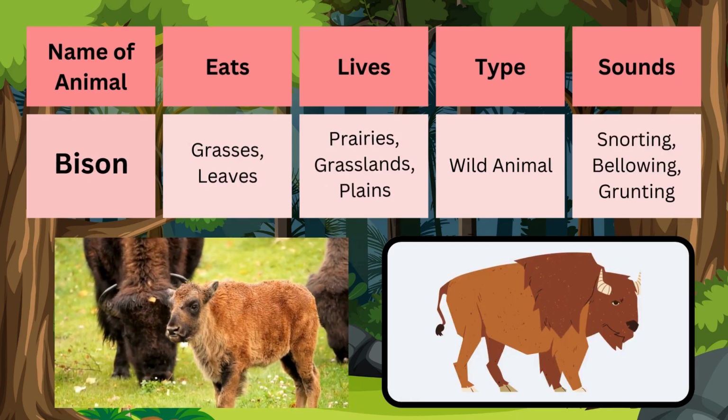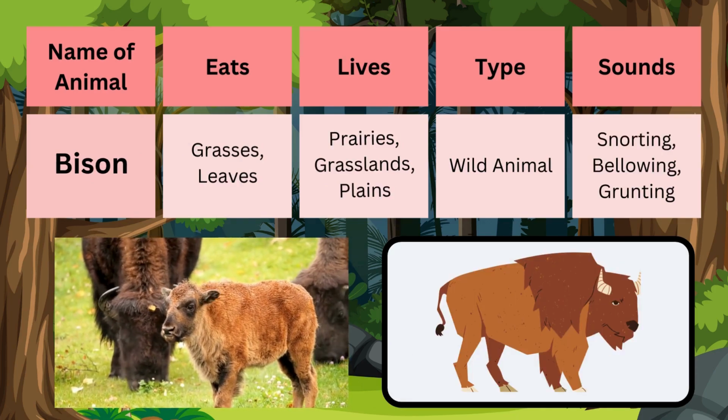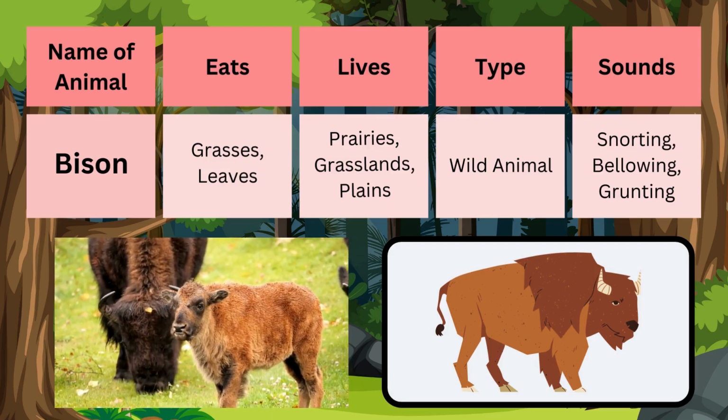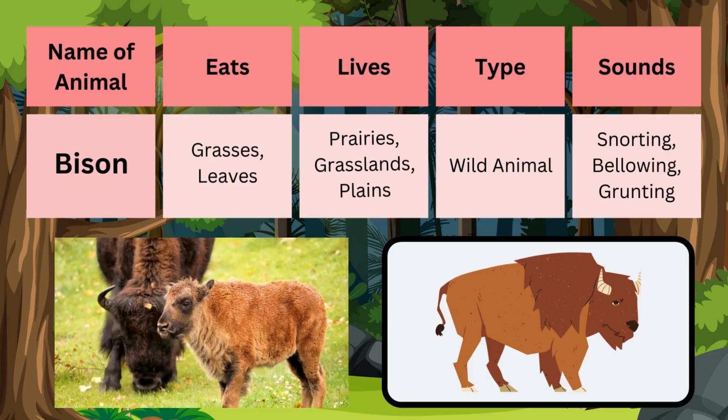Bison. Bison eats grasses, leaves. Lives in prairies, grasslands, plains. Bison is wild animal. Sounds.